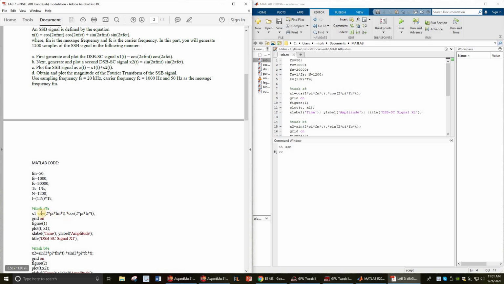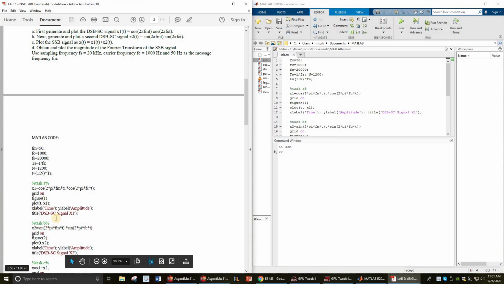So task A, how to do the first one, is just going to be cosine 2 pi fc t. You're just looking up here, you get fc from up here, fm t, and then fc t. Then you can have the grid on, and figure one will be that first sine wave. And then you plot it, and you can x label it, y label, and put a title on it.